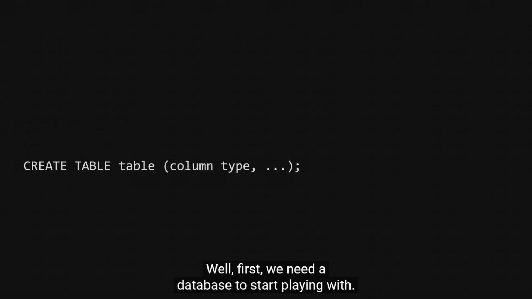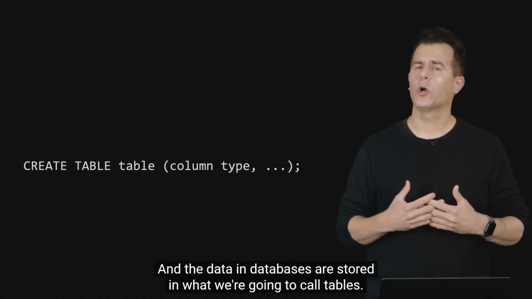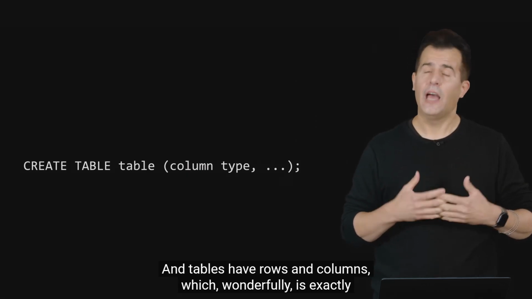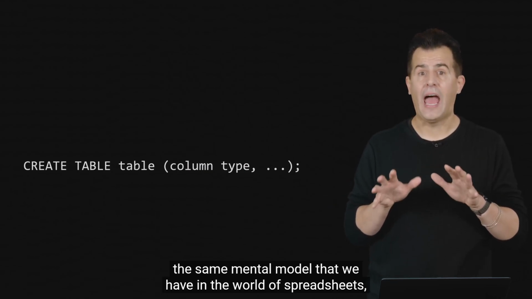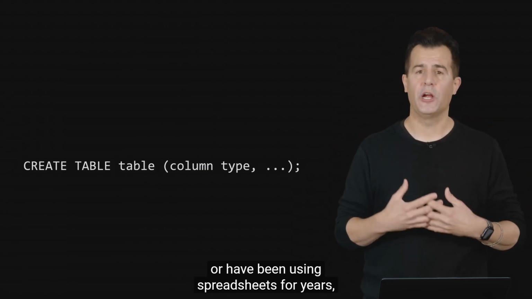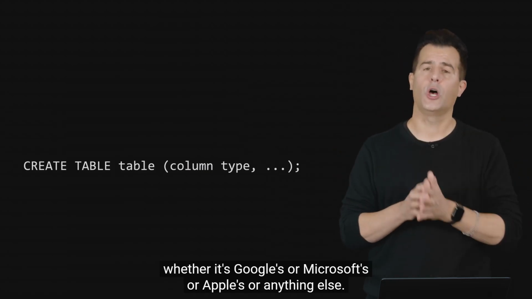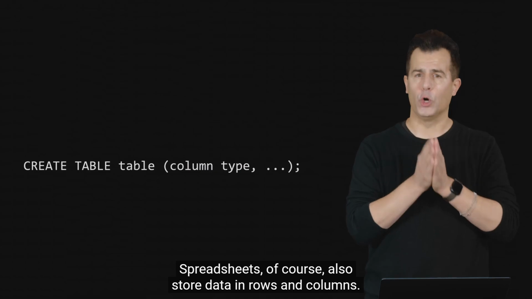So what can we actually do with SQL? Well, first we need a database to start playing with. And the data in databases are stored in what we're going to call tables. And tables have rows and columns, which wonderfully is exactly the same mental model that we have in the world of spreadsheets, whether you saw them today in CS50 for the first time or have been using spreadsheets for years, whether it's Google's or Microsoft's or Apple's or anything else. Spreadsheets, of course, also store data in rows and columns.